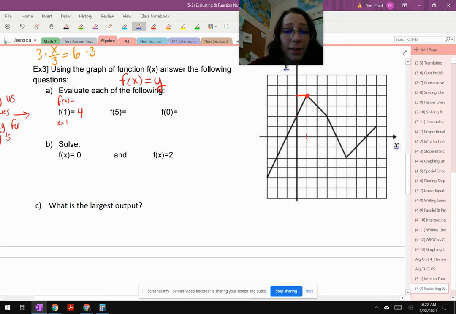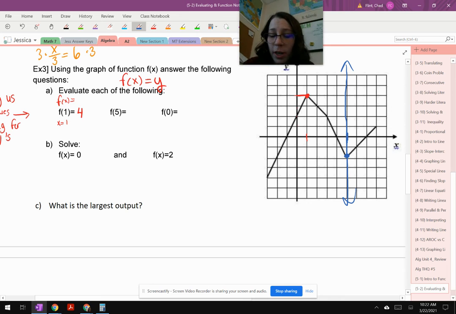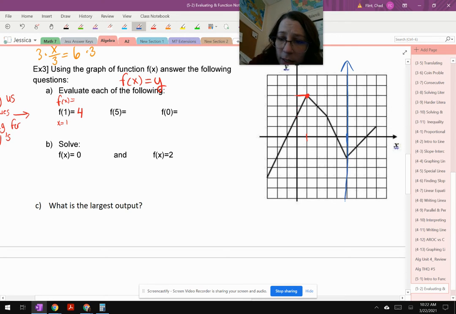F of 5. X is 5. 1, 2, 3, 4, 5. X is 5 right here at this blue line. And that blue line crosses the graph at this point right here, which I'll admit is a little off, but we can just guesstimate that to be right on the line there. So we'll say that's a y value of -2.